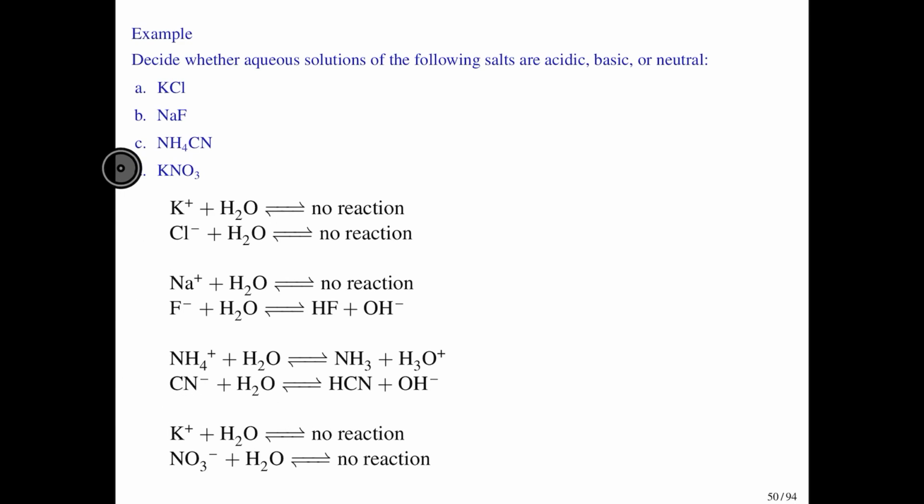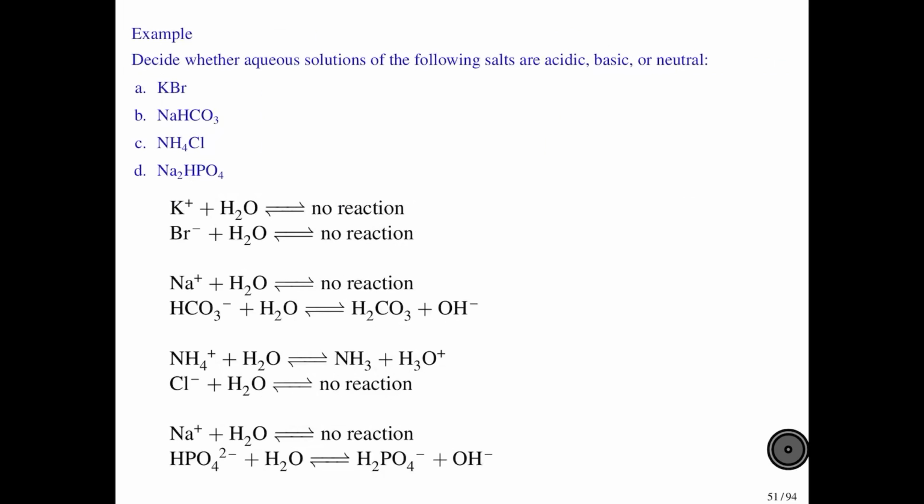For part D, potassium nitrate, neither of the ions are capable of hydrolyzing water. Again, potassium hydroxide, so no hydrolysis from potassium. Nitrate we associate with nitric acid, another strong acid, therefore no hydrolysis from nitrate, and so we're going to end up with a neutral solution for potassium nitrate.